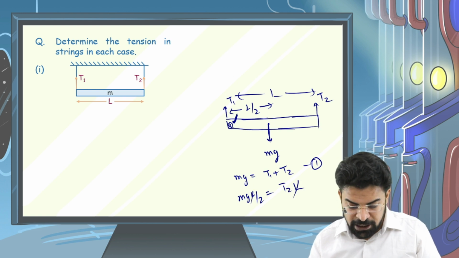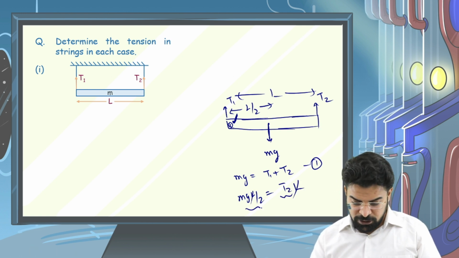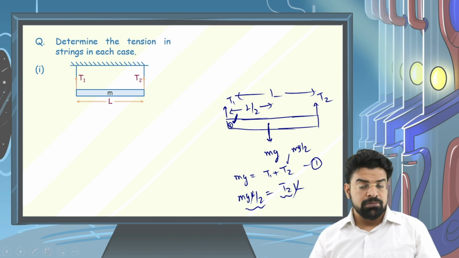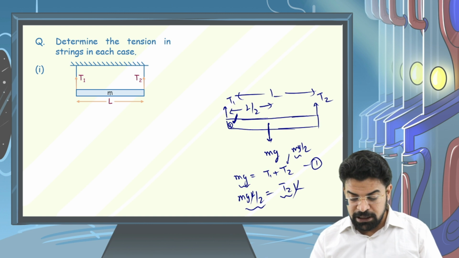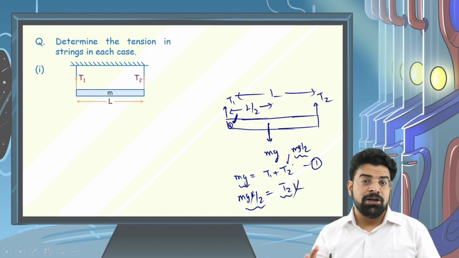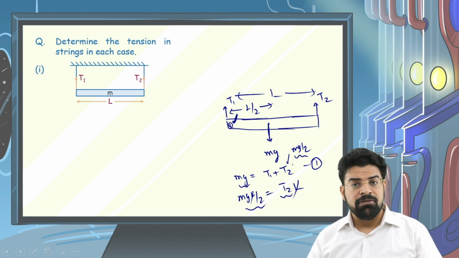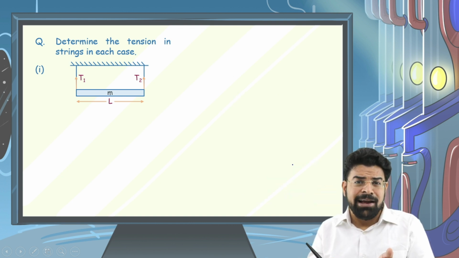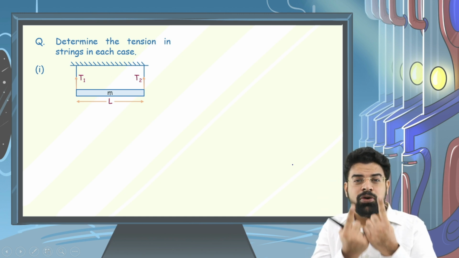Cancelling out L and L, you will get T2 equals mg by 2. If you substitute T2 equals mg by 2, then T1 equals mg minus mg by 2, and mg minus mg by 2 is mg by 2. So beta, both T1 and T2 will be mg by 2, and you could have said, sir, just because of symmetry, I can say both the strings will support half the weight.